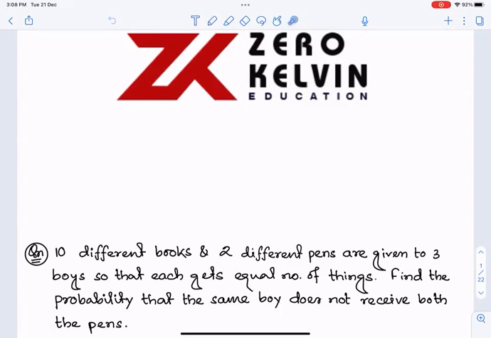So as per the given information, we can believe that 12 distinct elements are given to 3 boys. So each boy received 4 elements each. Now, when each of them is receiving 4 elements, that's known to us. Under this possibility, we need to find the probability that both pens are not received by the same boy. Okay? Is the description clear to all?